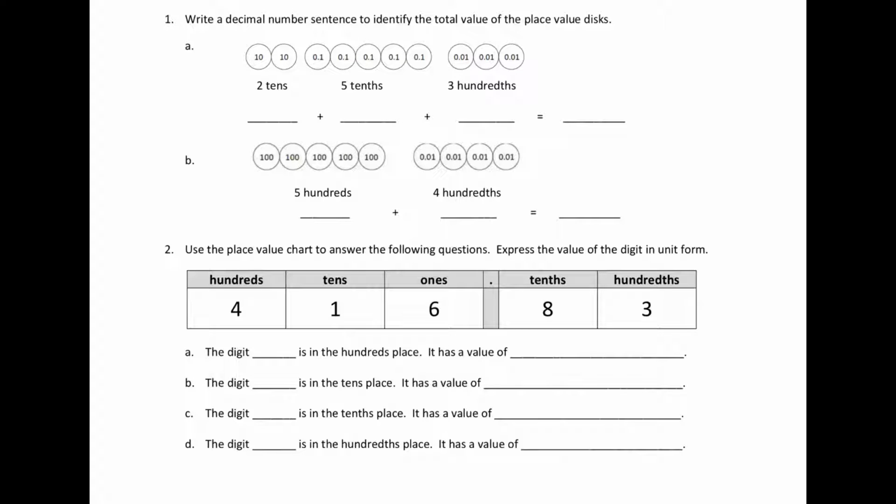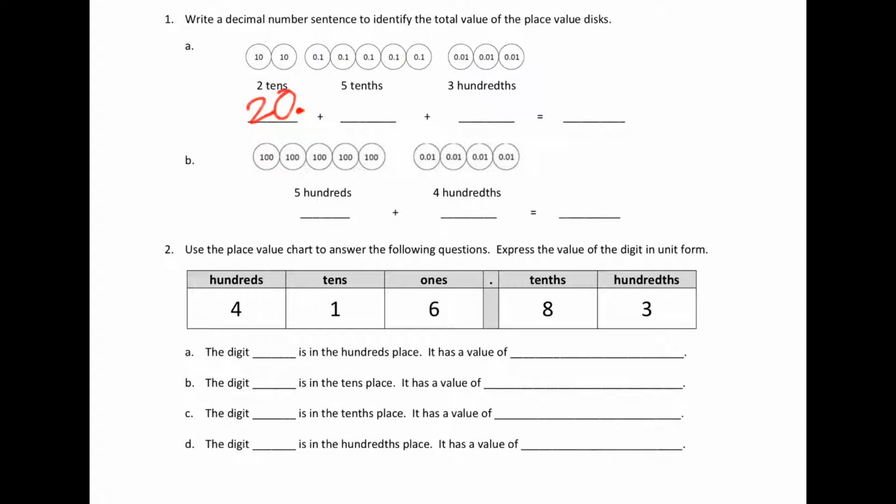Alright guys, so for the first problem, write a decimal number sentence to identify the total value of the place value discs. So what we're going to do is, first we're going to count our first group, which is tens. We have 2 tens discs, and that is equal to 10, 20. Now, it's important to note that with whole numbers like this one, the decimal goes at the end.